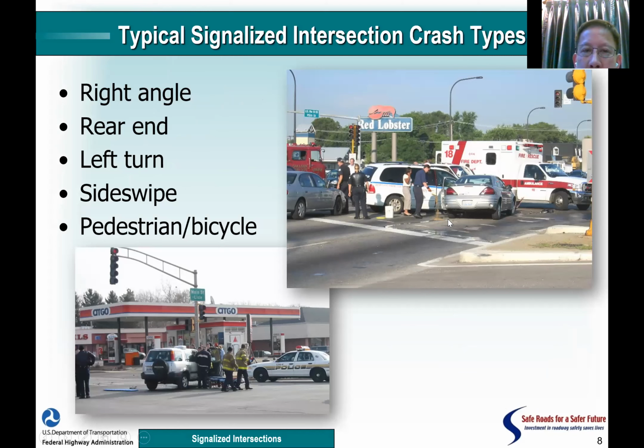So types of crashes at signals include right angle, which somebody already mentioned, rear end, left turn, side swipe, and the rest are pedestrian and bicycle collisions. Right angle is a crash at 90 degrees. Left turn is turning and then colliding. Side swipe is vehicles rubbing against each other.